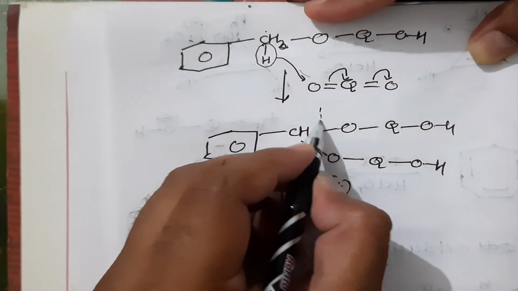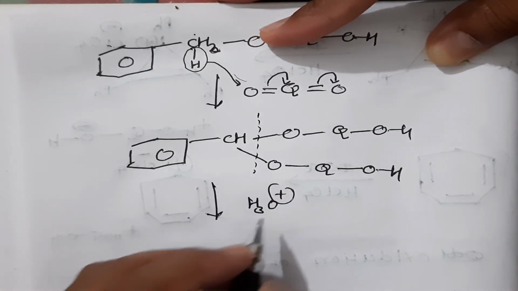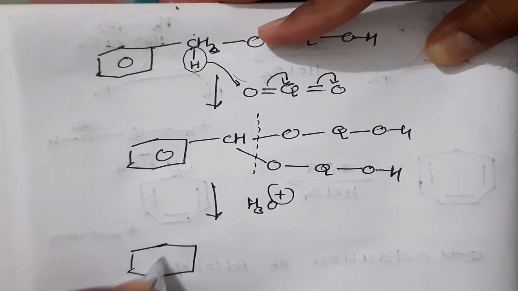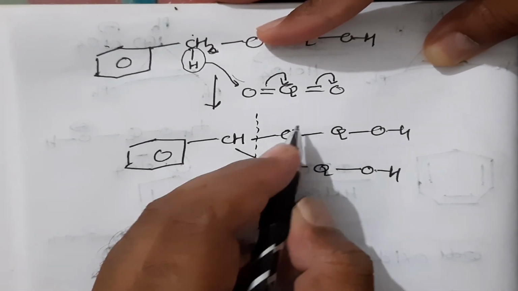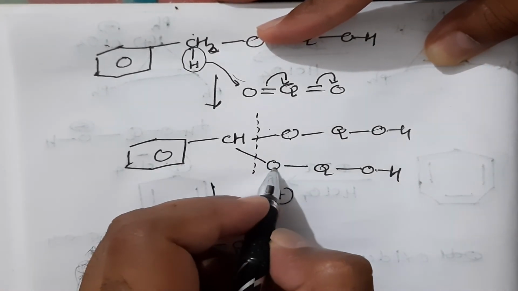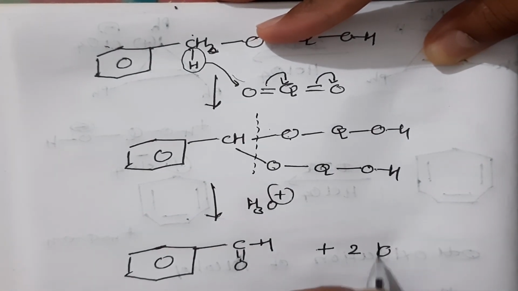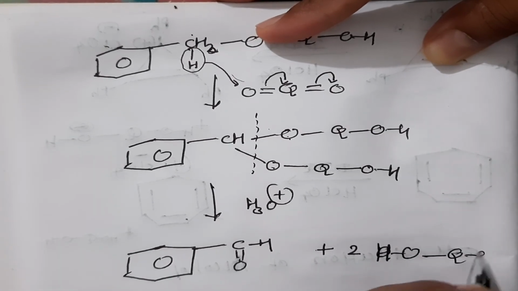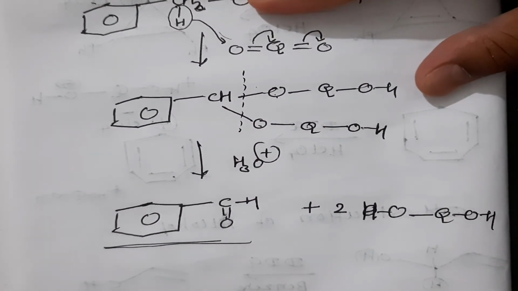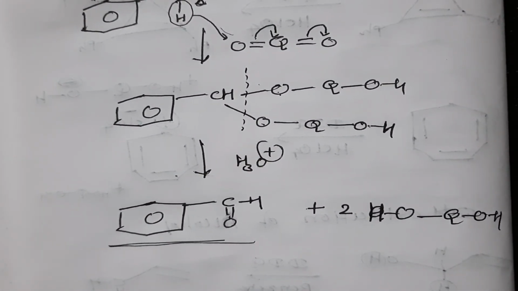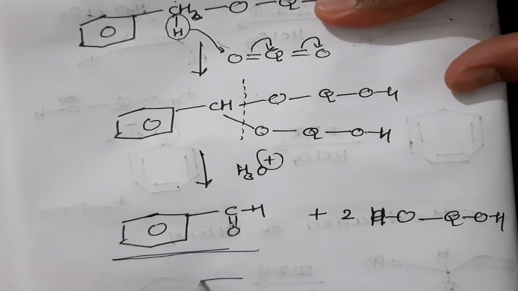So this bond is broken, and one of the oxygens comes from the water molecule, so it is converted into C double bond OH, and 2 hydrogens come from water, and this O is converted into OH, this O is also converted into OH, so we get 2 moles of H O Q OH. So this is the insertion of oxygen. These are the main 5 applications of this DDQ. Hope you understand all these applications. Thank you very much.